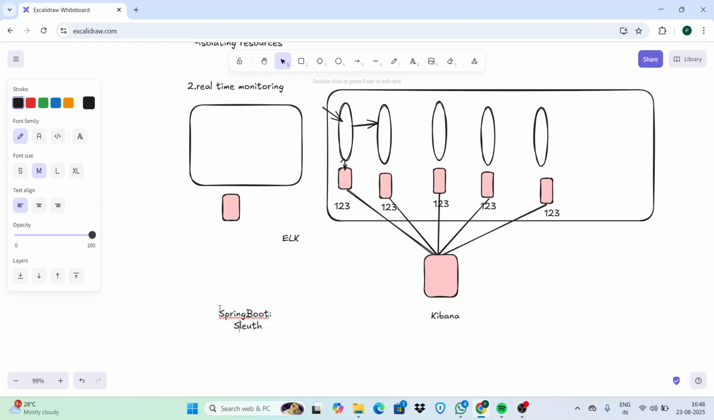Spring Cloud Sleuth automatically generates the trace ID and span ID. And for monitoring the metrics, there is Micrometer, and for distributed logging, there is ELK: Elasticsearch, Logstash, and Kibana.